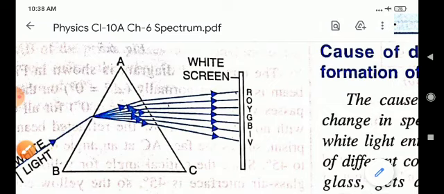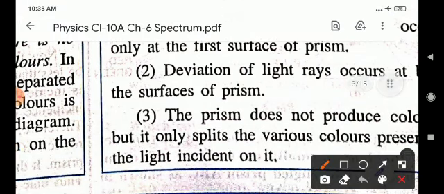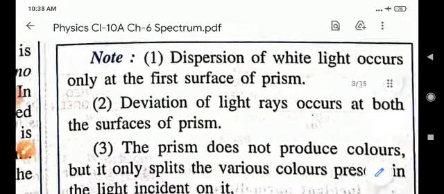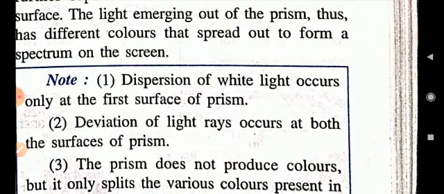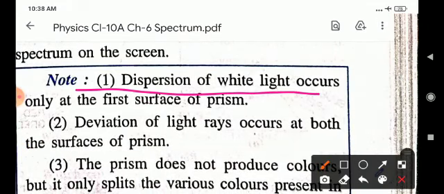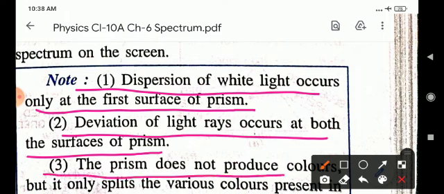Okay, very important points. Note: first, dispersion of white light occurs only at the first surface of the prism. Second, deviation of light rays occurs at both surfaces of the prism. Third point, the prism does not produce colors, but it only splits the various colors present in the light ray incident on it.